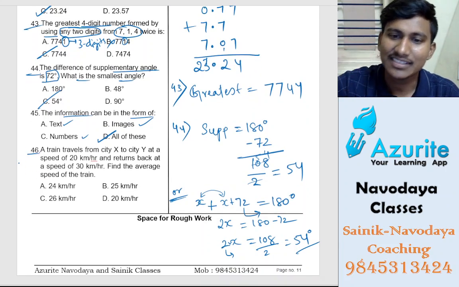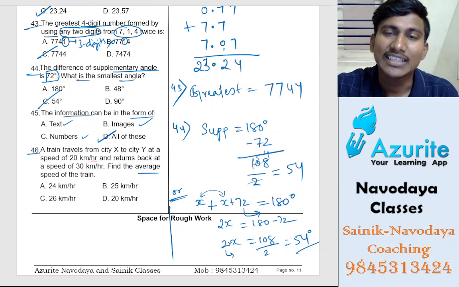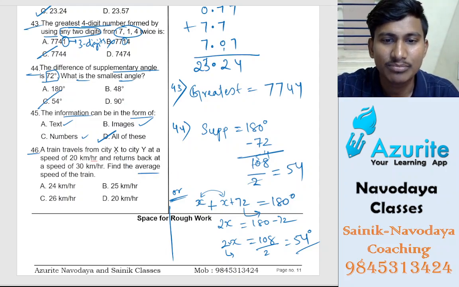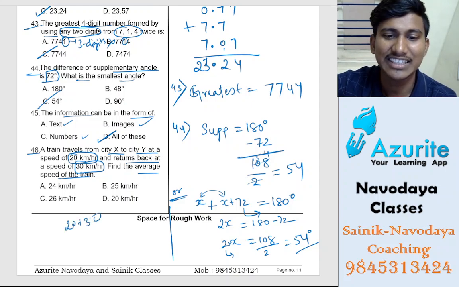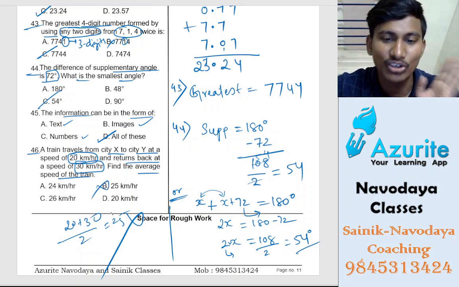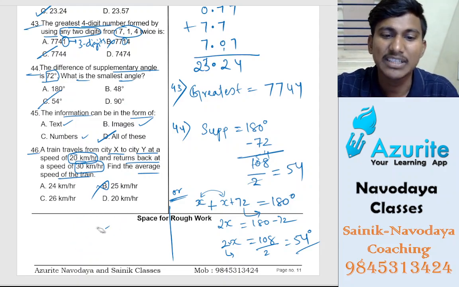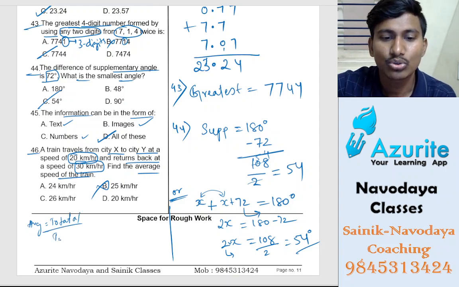This is a tricky question. You should not directly find the average here. A train travels from city X to city Y at the speed of 20 km per hour and returns back at the speed of 30 km per hour. What is the average speed of the train? If you do 20 plus 30 divided by 2, you will get 25. That is wrong. You should not do it like this. If you want to find the average speed, it is total distance divided by total time.